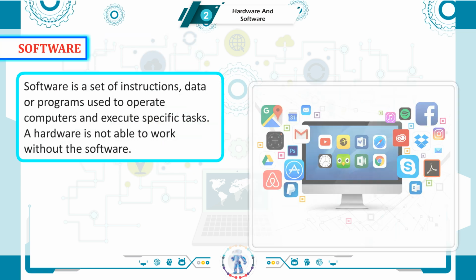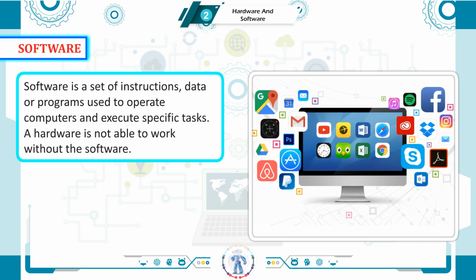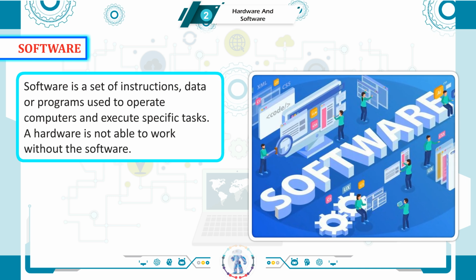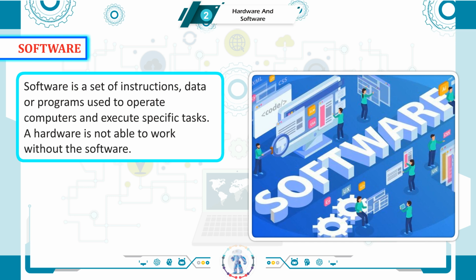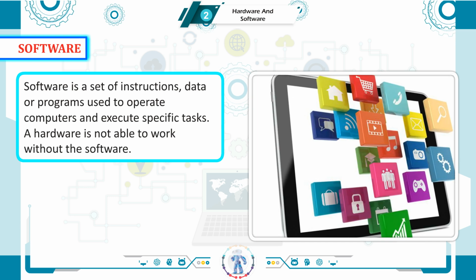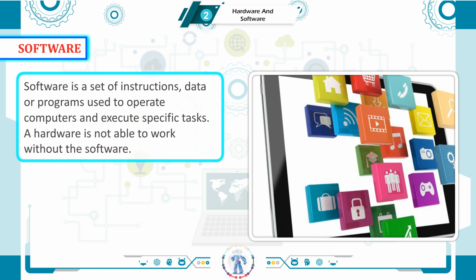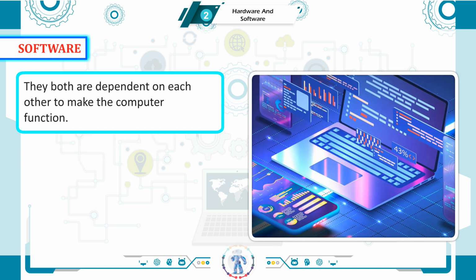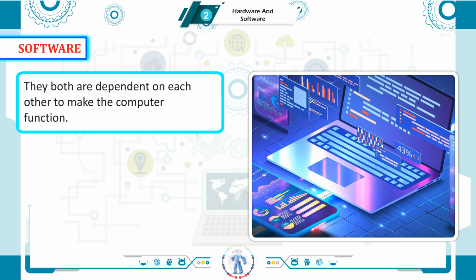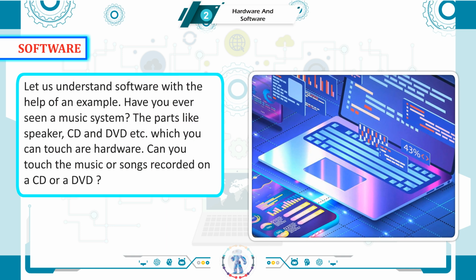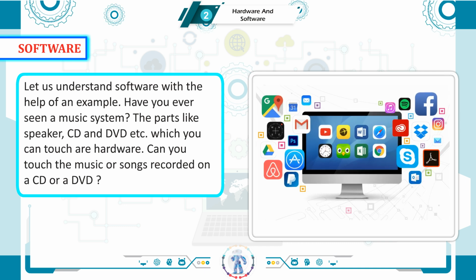Software. Software is a set of instructions, data or programs used to operate computers and execute specific tasks. Hardware is not able to work without the software. They both are dependent on each other to make the computer function. Let us understand software with the help of an example.